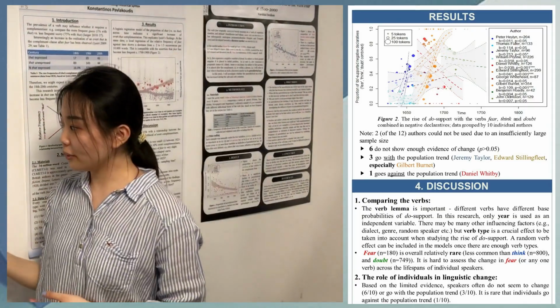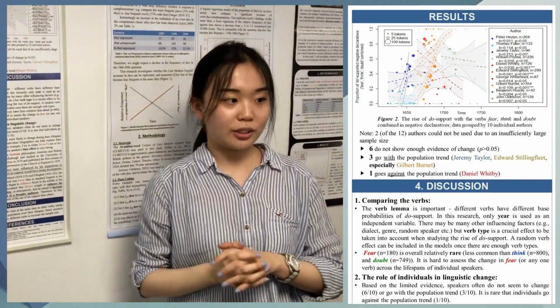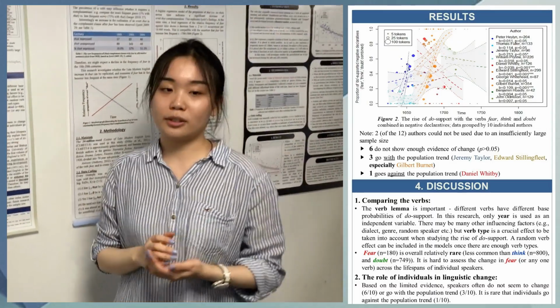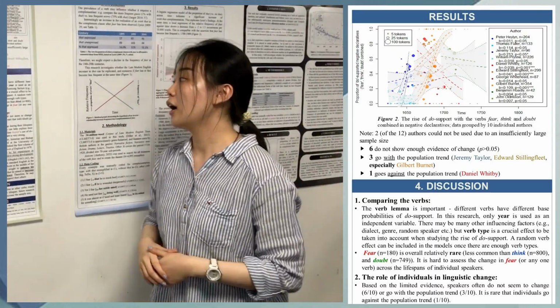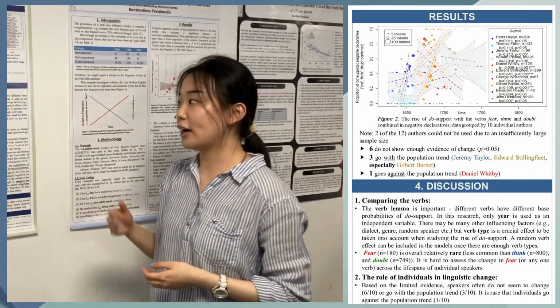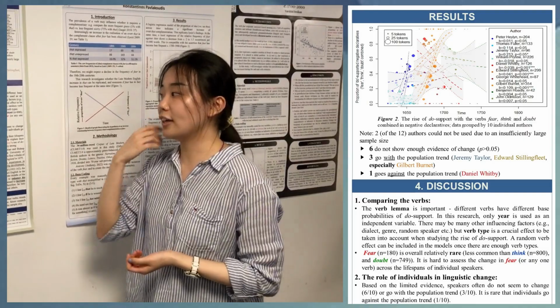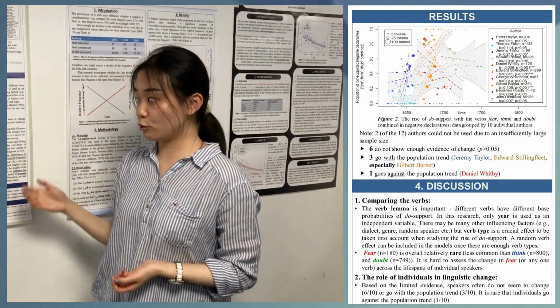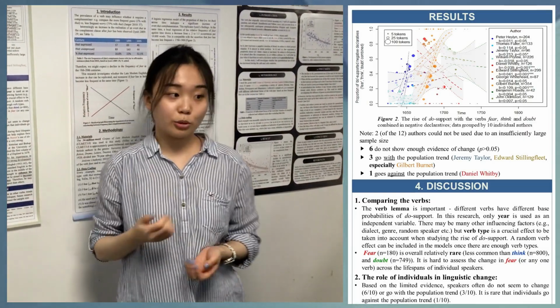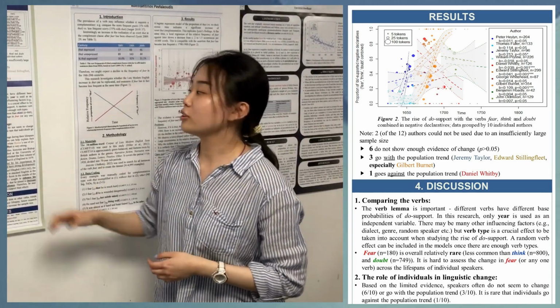So from the first figure, we can know that word lemma is very important. Different words have different base probabilities of do support. But in this research, I only take year as the independent variable, because when we study the rise of do support, the word type effect is the most important one to consider.